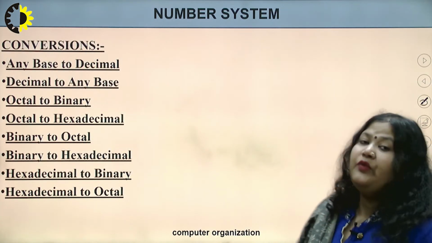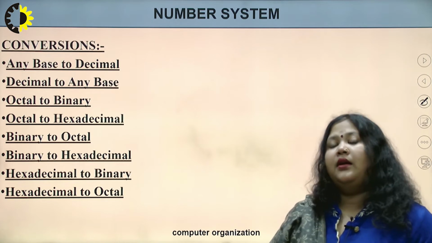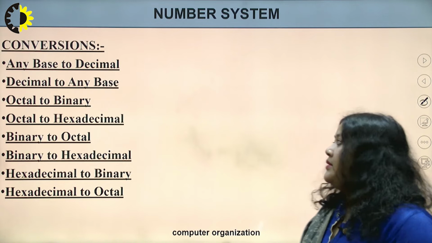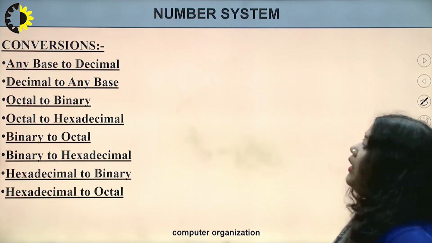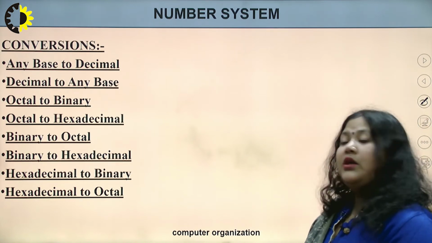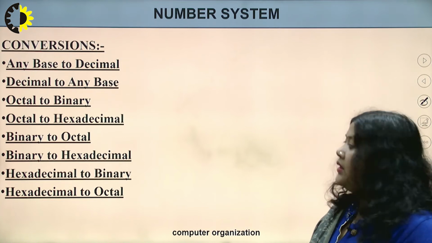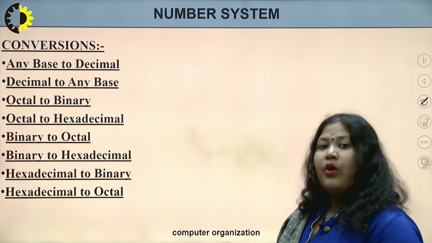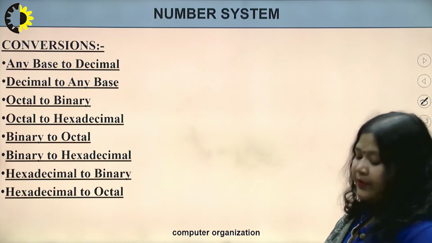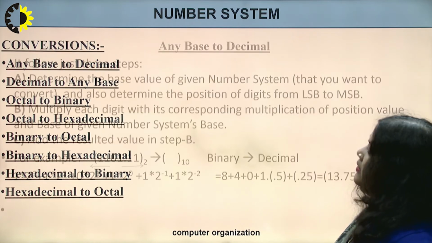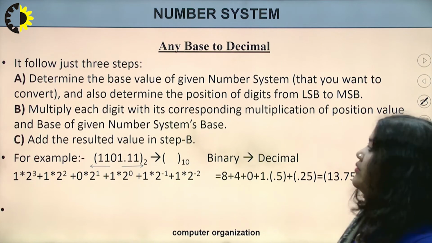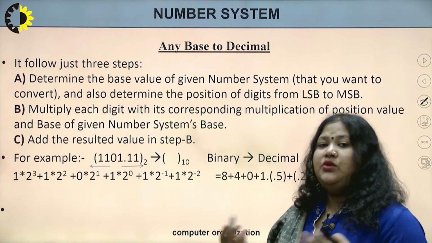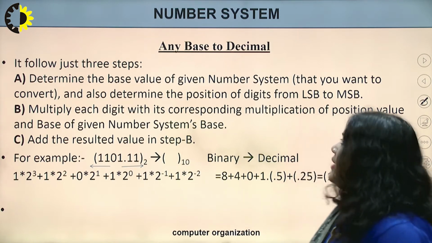Now, the conversion. This is a very important part in any number system logic: decimal number system to binary, binary to decimal, octal to binary, octal to hexadecimal, binary to octal, binary to hexadecimal, hexadecimal to binary, hexadecimal to octal. So, let us take an example from each number system one by one. First is any base to decimal. Any base means any base, either 1, 2, 3, 4, 5, any base to decimal.